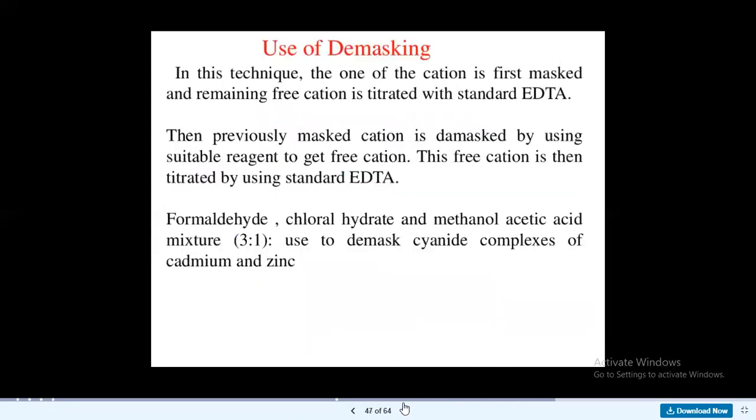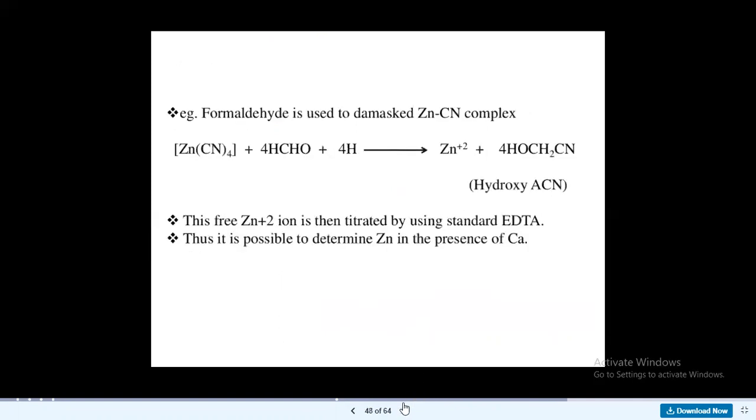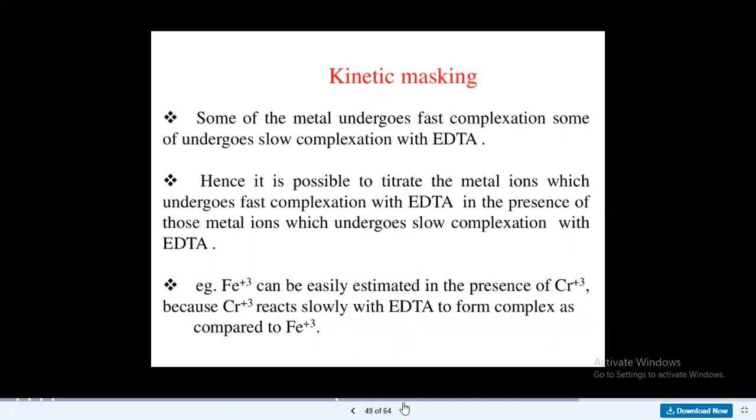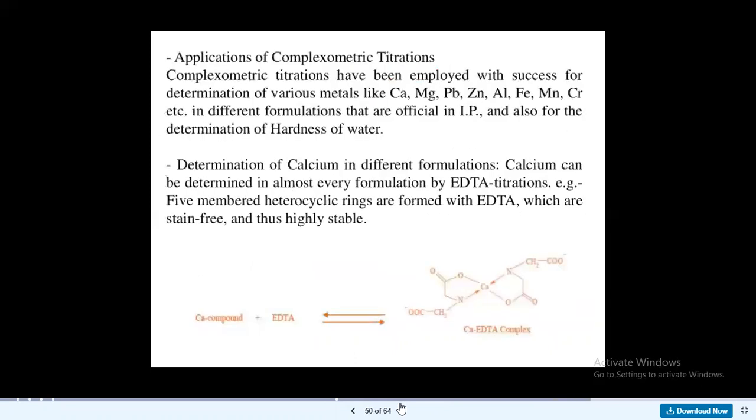Similarly, here you have the demasking agent. Mostly we use the formaldehyde that is used as a demasking agent. ठीक है, formaldehyde is used for the demasking agent. Kinetic masking, one by one आप इसको release कर दे.